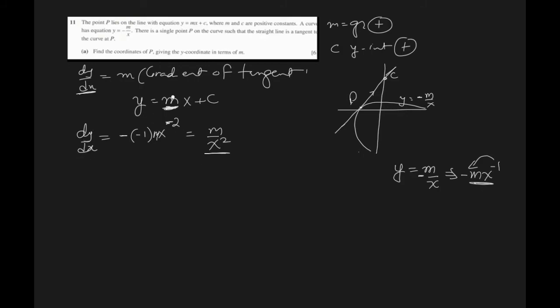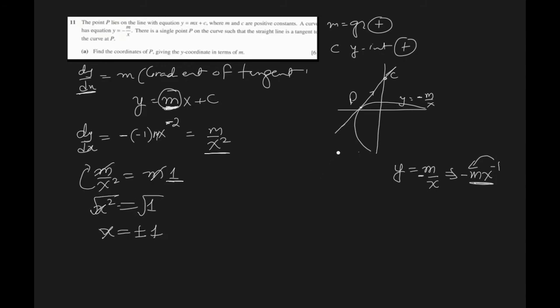But that specific point also has the gradient m. That means m over x squared will be equal to m. So we can cancel m and m, which is 1, and cross multiply. Or reciprocate this: x squared equal to, if I reciprocate 1, it is again 1. So x equal to plus or minus 1 if I square root both sides, right?